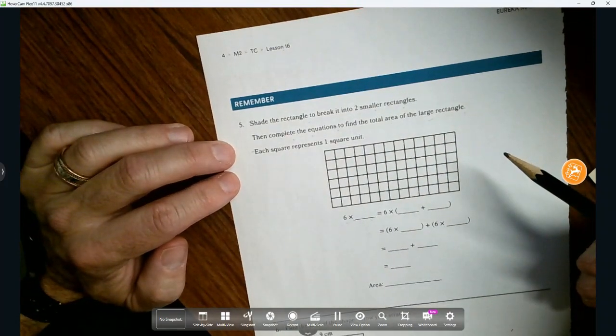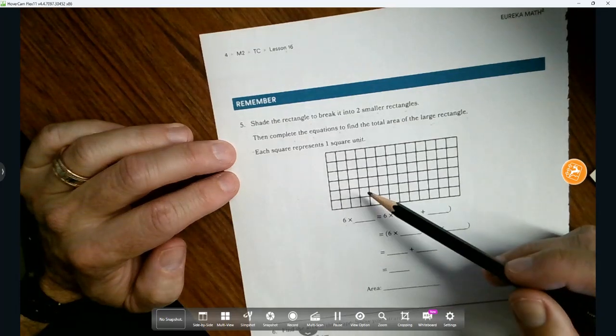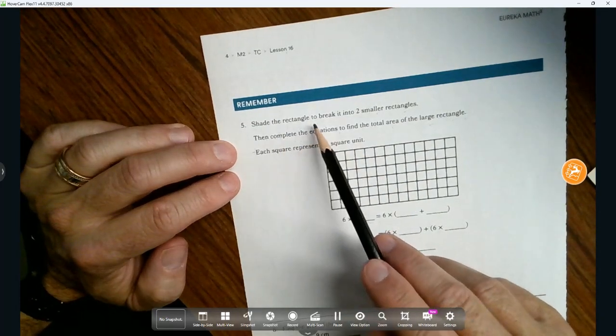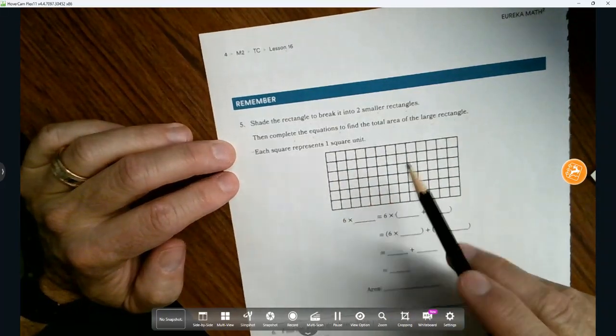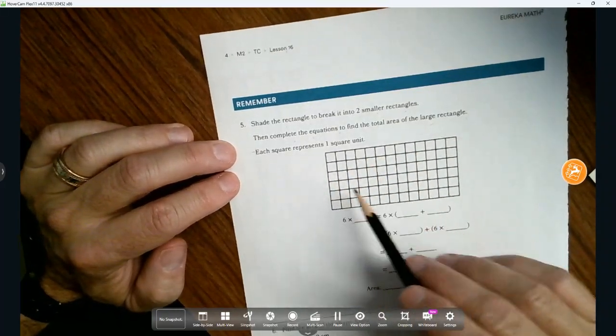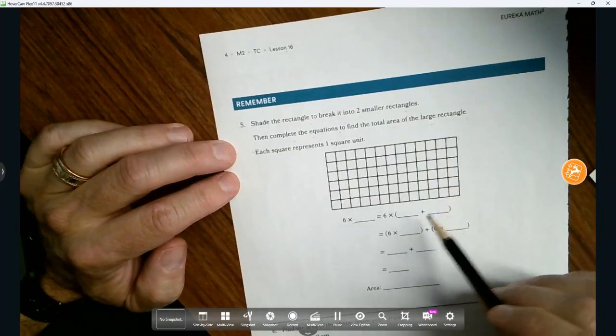What numbers do you want to use for this? You guys are going to use this on your own. Each square equals 1 unit. It says shade the rectangle to break it into two smaller rectangles. So this is one big rectangle. Shade it to make it two smaller. So I'd have one section shaded and one section not shaded.